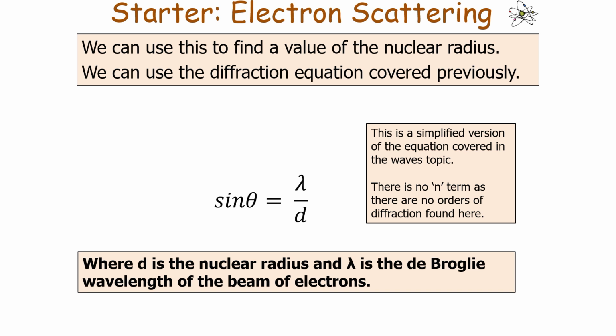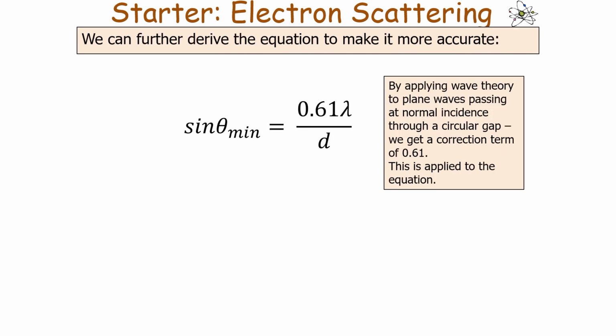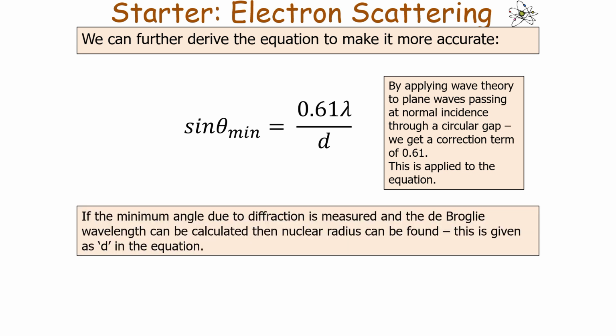Now we can further derive this equation to make it even more accurate, because by applying wave theory to plane waves passing through at normal incidence through a circular gap, which is what we assume the nucleus is going to be like, we can get a correction term of 0.61, which we can apply to our equation, where we can say sin θ is equal to 0.61 λ over d. But we've got to remember that if the minimum angle due to diffraction is measured and the de Broglie wavelength can then be calculated, then the nuclear radius can be found, which is given as d in the equation.